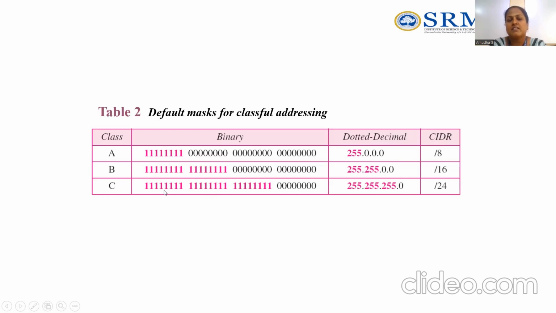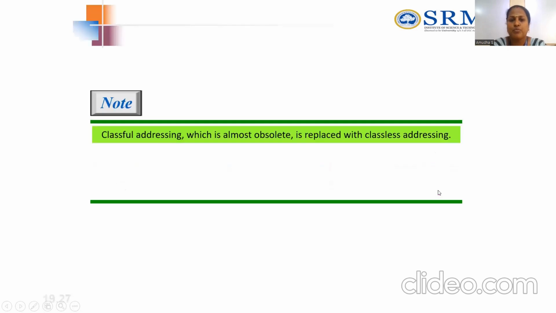Similarly, in a class C address, the first 3 bytes are 1s, so that is used for net ID. The last 1 byte is used for host ID. So the corresponding default mask for class C address is 255.255.255.0. The CIDR value for this is /24. Classful addressing is obsolete and it is replaced by classless addressing, where the extra memory space is effectively utilized.